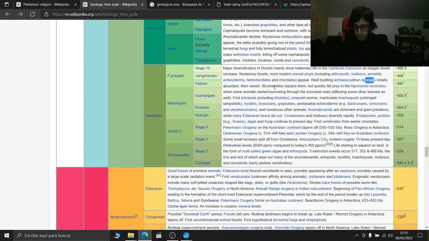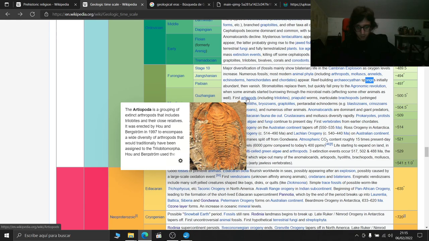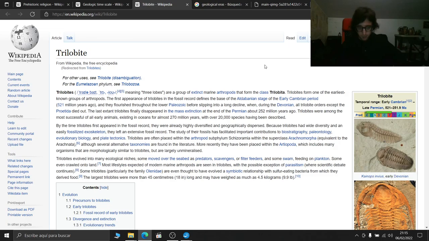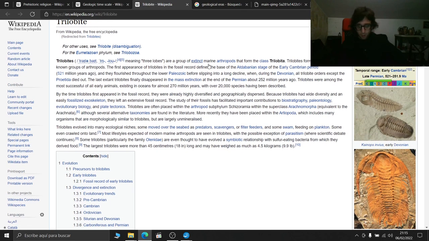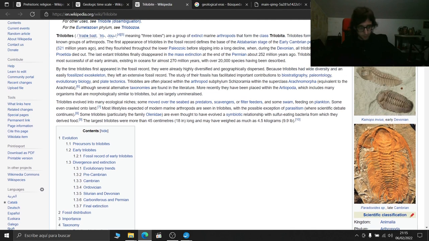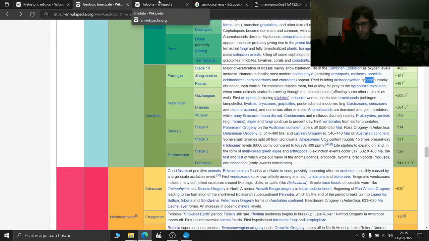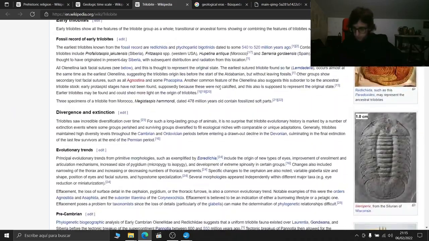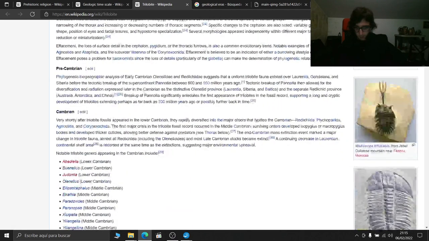Sponges, initially abundant. Fish, arthropods, including trilobites. Let's check this one because this is an interesting creature. Trilobites are a group of extinct marine arthropods that form the class Trilobita. In this explanation of the Paleozoic, well, in all three, I'm going to show some interesting creatures. So these are the trilobites.